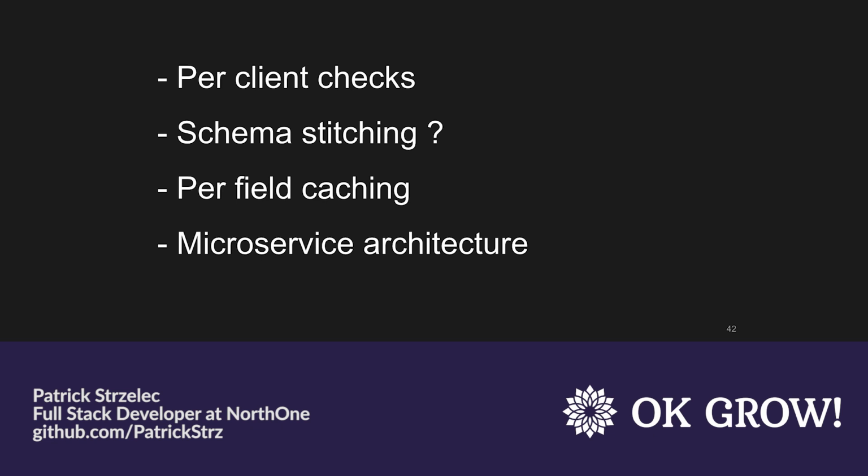Schema stitching, potentially. So we can actually use a GraphQL API as a data source. So we can have a REST API and a GraphQL API as microservice and stitch that in. Per field caching, so if there's certain things that are frequently requested, we can cache those specifically. So we're going to look into that. And yeah, like I mentioned, microservice architecture seems very promising, and that's what GraphQL gateways solve.